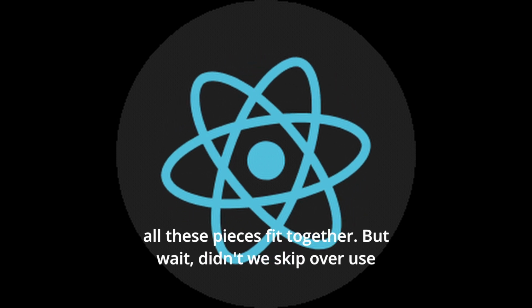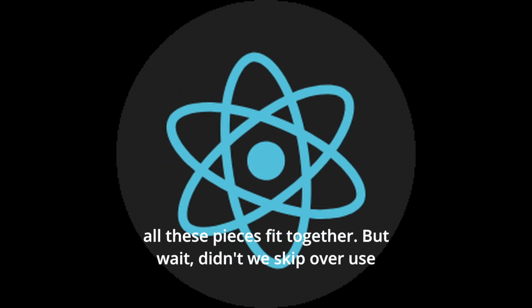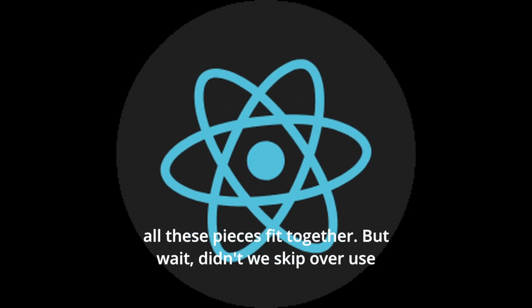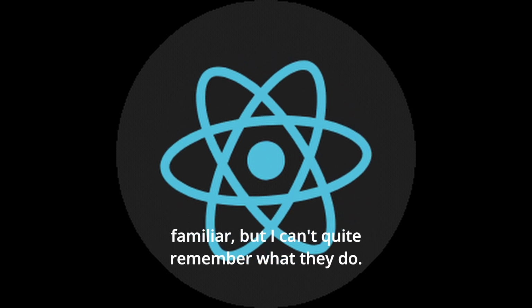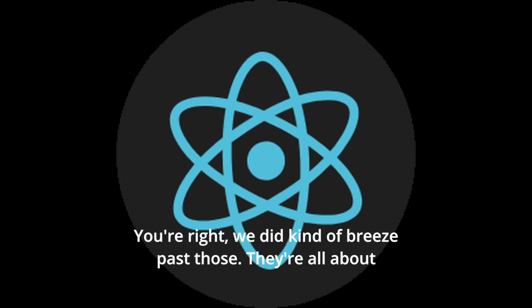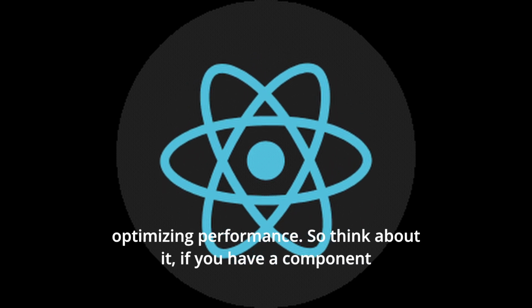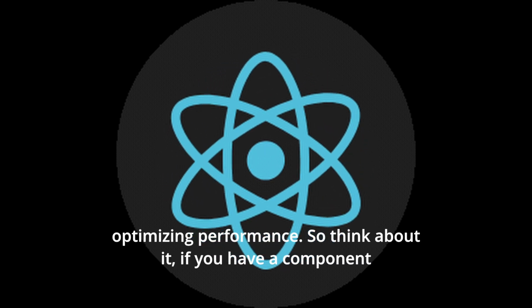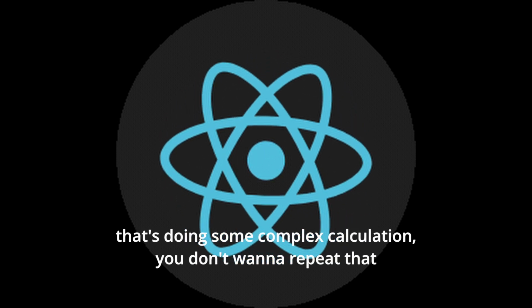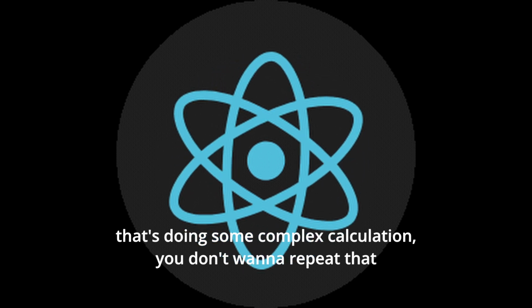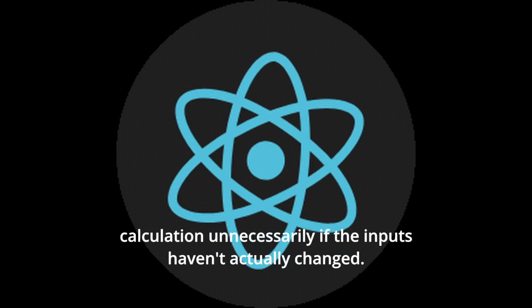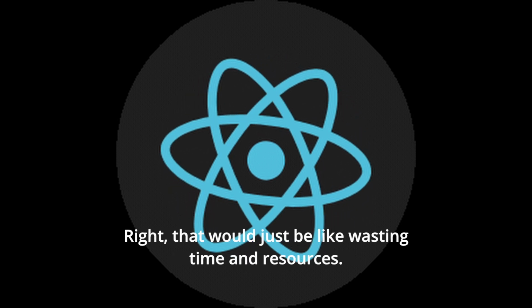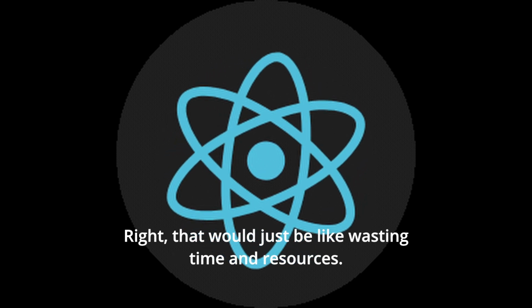I'm starting to see how all these pieces fit together. But wait, didn't we skip over useMemo and useCallback? Those sound familiar, but I can't quite remember what they do. You're right. We did kind of breeze past those. They're all about optimizing performance. So think about it: if you have a component that's doing some complex calculation, you don't want to repeat that calculation unnecessarily if the inputs haven't actually changed. Right, that would just be wasting time and resources.